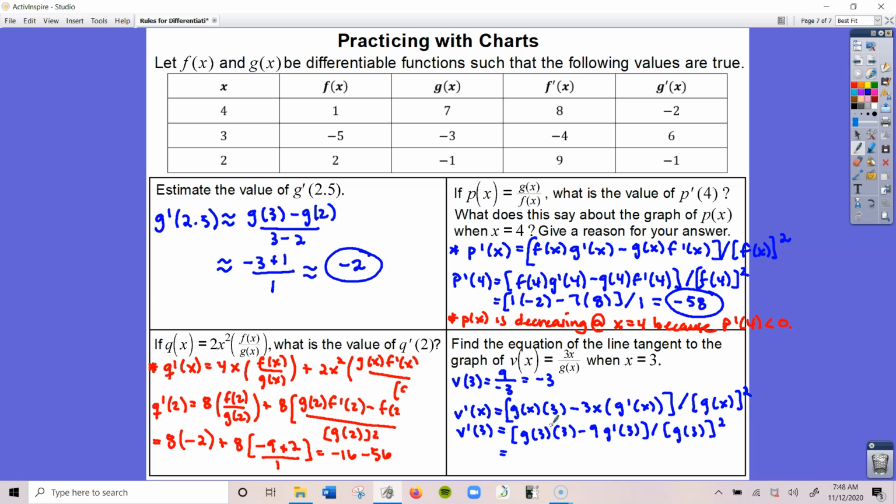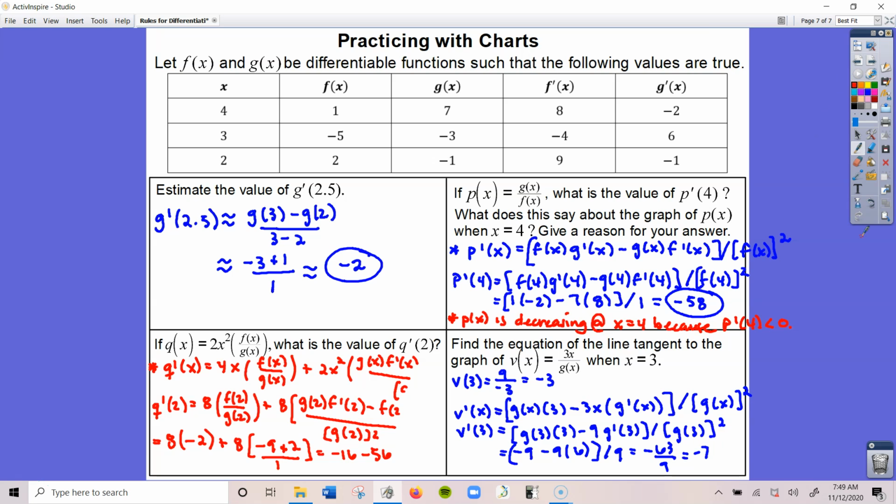Let's plug in these values. G of 3 is negative 3, and negative 3 times 3 is negative 9, minus 9 times g prime of 3, which is 6. And all of this is over g of 3 squared. And g of 3 is negative 3, so negative 3 squared is 9. So what this gives me here is negative 9 minus 54, which is negative 63 over 9, which equals negative 7. So that is my slope.